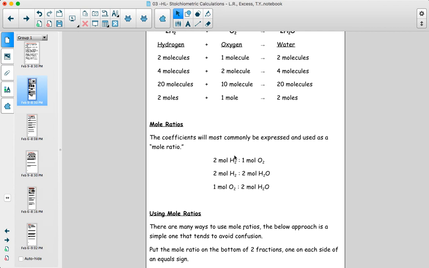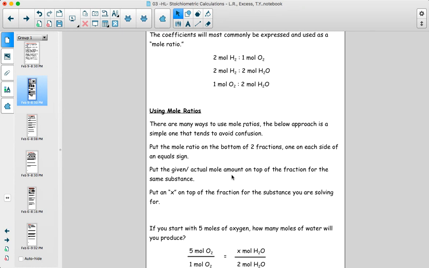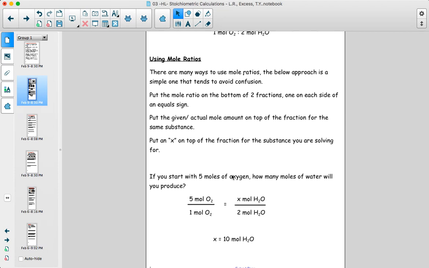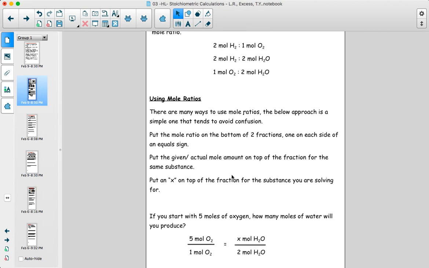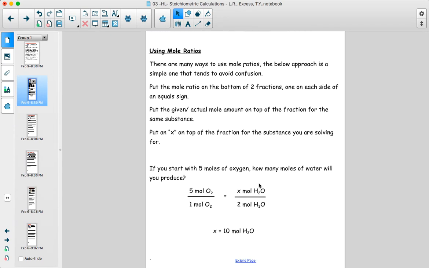So the coefficients always give us the mole ratios, and there's a number of mole ratios within a given chemical equation, depending on how many reactants and products there are. There are different ways to use mole ratios in calculations. I find the simplest way that I've stumbled upon over the years is to simply take the coefficients and set them up across from one another across an equal sign.